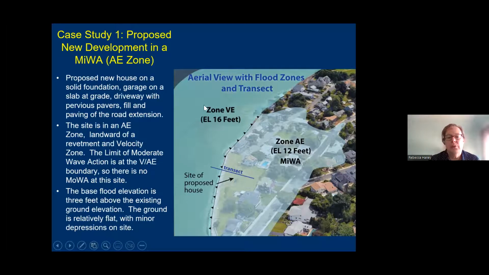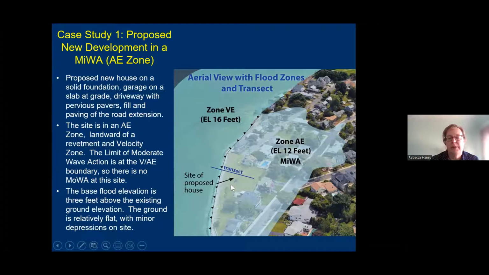So the velocity zone elevation 16 is out here. The A zone elevation 12, or the MIWA, is here. Your limit of moderate wave action is right along the existing revetment at the shoreline. So there's no coastal A or moderate wave action area polygon in this location. So the map is showing you're going straight from a 3-foot breaking wave landward to this area. It's all existing mowed grass right now. And it's a relatively flat site.